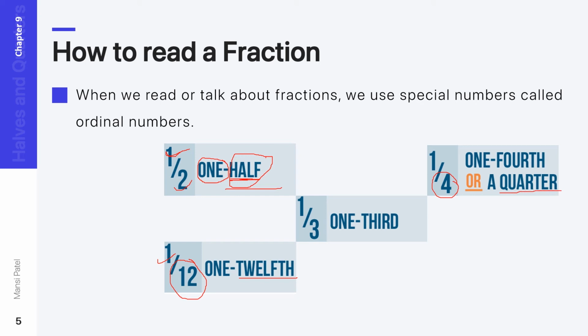Whenever there is a number 4 in the denominator, you have to use the word quarter. Quarter means what? The 4 equal parts. So for number 2, you have to use the word half, and for number 4, you have to use the word quarter. If there is a 1 upon 10, then we have to read it like this, 1/10. These are the examples of how to read a fraction.